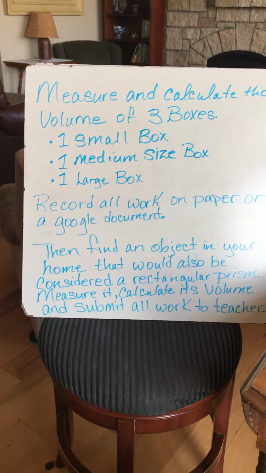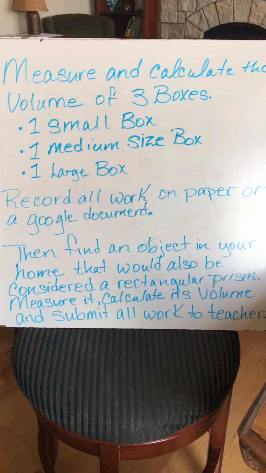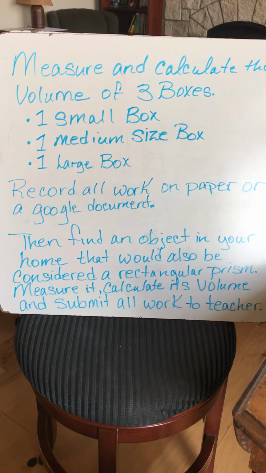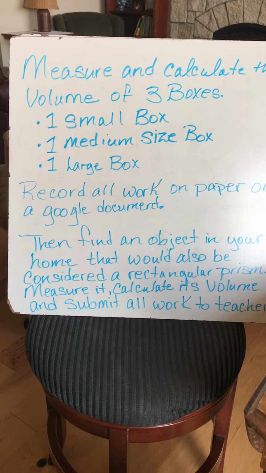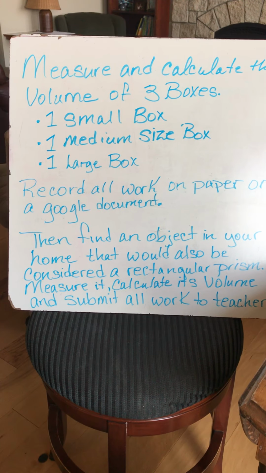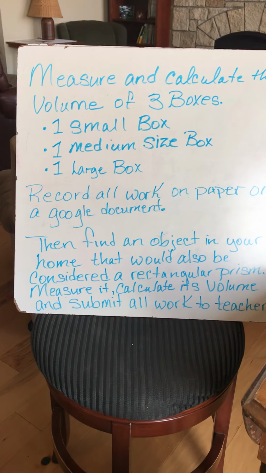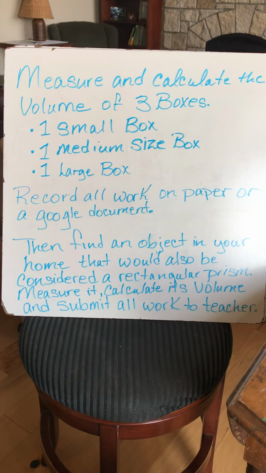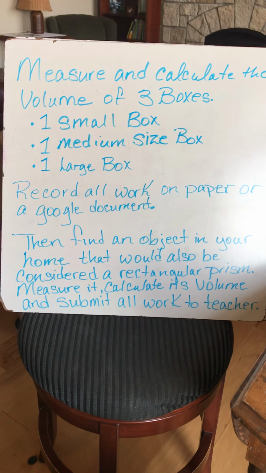Then there's one more thing you've got to do. You're going to find an object in your home that would also be considered a rectangular prism. Measure it, calculate its volume, and then submit all work to me, either in a Google Doc, or if you do it on paper, take a picture of it and send it to me. I'd also like a picture of the other object that you found in your home.